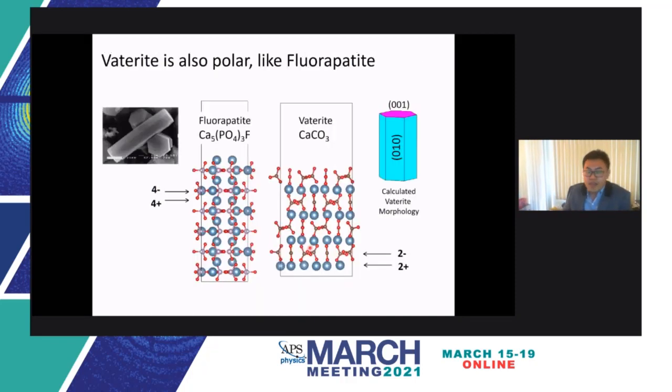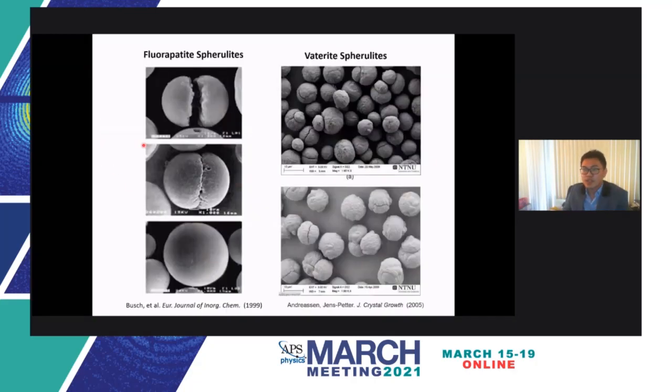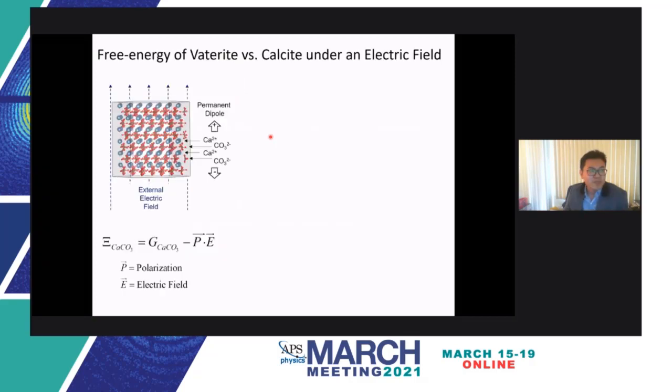And if you look at vaterite, vaterite has the exact same motif, which is 2 plus, 2 minus, 2 plus, 2 minus. So it also has a net dipole, and it also has a morphology that's calculated to be very similar to fluorapatite. And what we can see is that if you look at the final spherulite morphologies, indeed you get that kind of crack in the middle, which shows this spherulitic growth. Kind of fun. But let's get down to the thermodynamic potential.